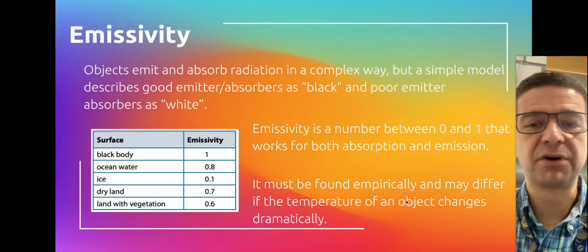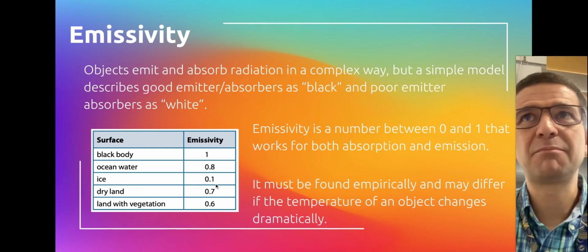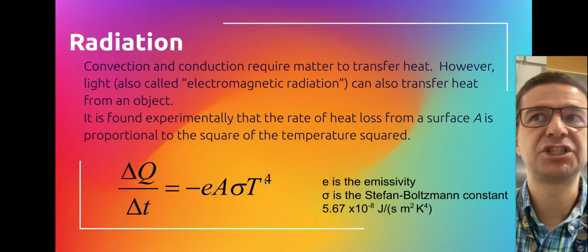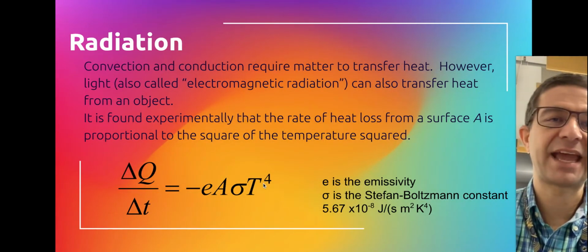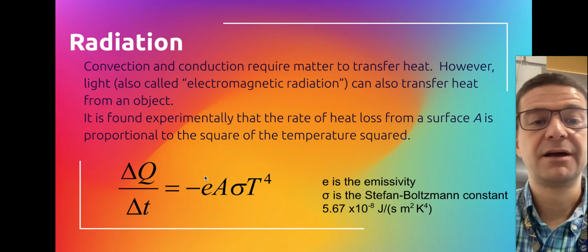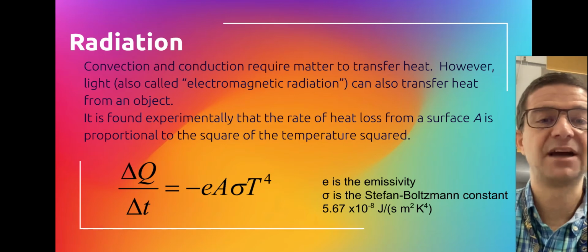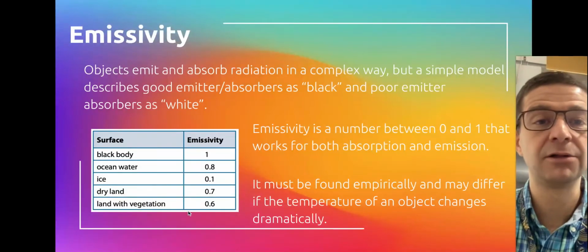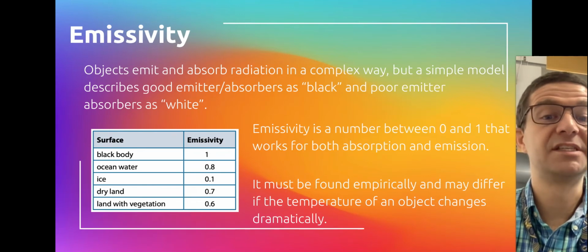These are empirically found numbers, and they're not perfect. Again, this is a simple model for radiation, and it doesn't even account for the fact that different colors of light have different rates of energy transfer. But it works reasonably well for broad spectrum light.